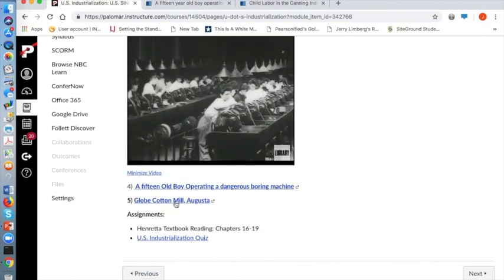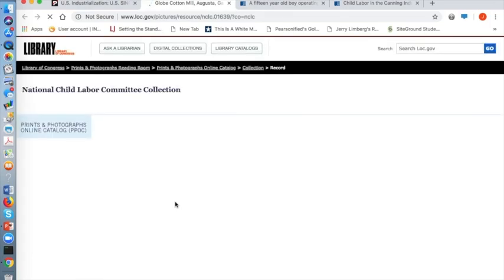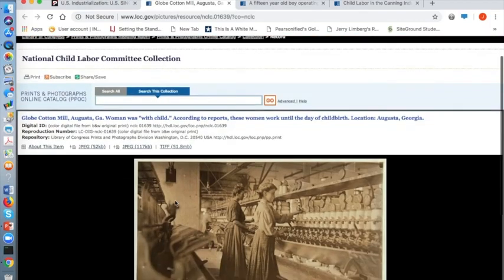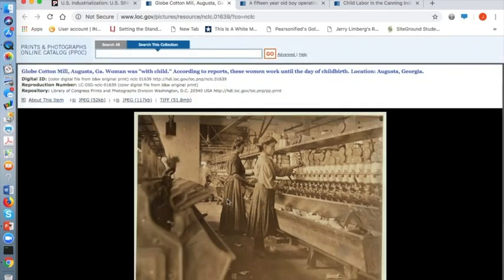This is called the Globe Cotton Mill of Augusta. All right, so this is a photograph of two women. One of the women is pregnant, and they work till the day of childbirth. So think about the conditions for the woman if she's pregnant. It's not only hurting the health of the woman, but it's hurting the health of an unborn child, right?